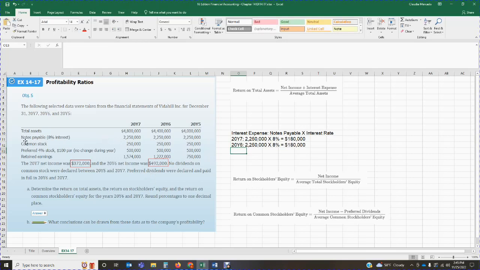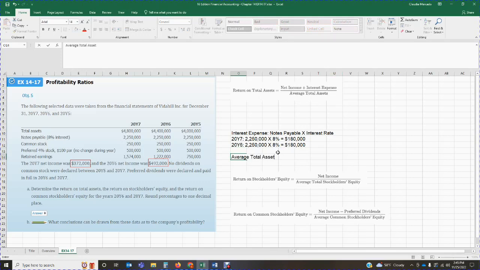That means we borrowed money. We have a notes payable. We haven't made any payments towards it because my balance is the same from last year to this year. So the interest expense is $180,000. Now that we have that, we need to figure out our average total assets.